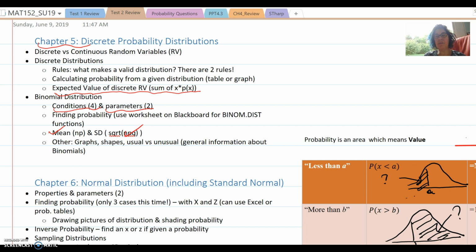And binomial is a special case of normal distribution. Normal distribution is the umbrella, and binomial is a special case. There are other discrete probability distributions, like the geometric one, but we're not interested in that. So this is all about chapter 5. And this was about your assignment also, which is due on Wednesday.